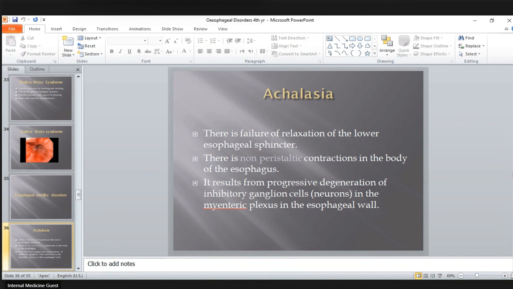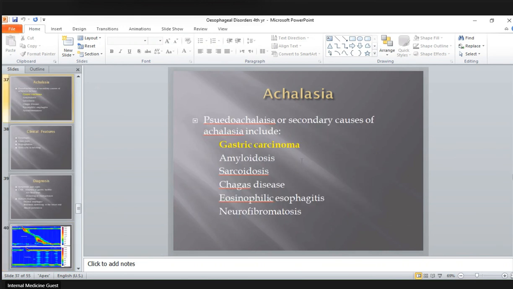Why does this happen? Because there is degeneration of inhibitory ganglion cells, neurons at the myenteric plexus in the esophageal wall. So what happens? The inhibitory neurons degenerate, the excitatory neurons are still there. So the excitatory neurons take over the function and the lower esophageal sphincter remains contracted. It does not relax because it does not get exposed to the inhibitory tone.